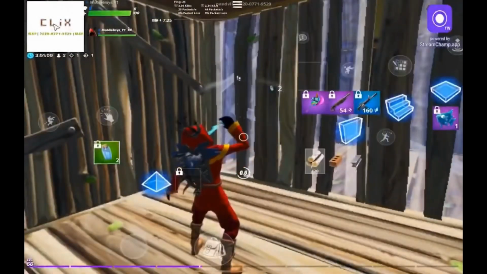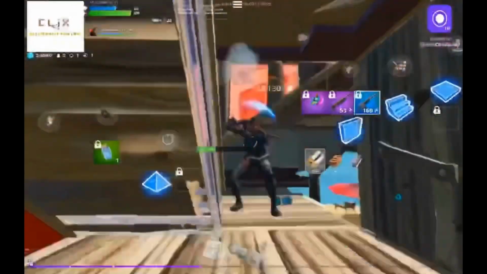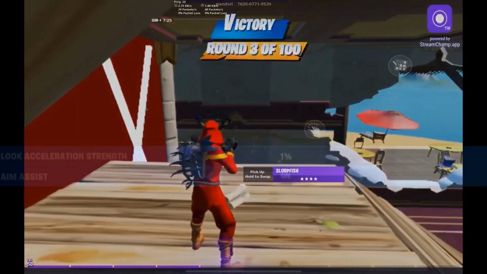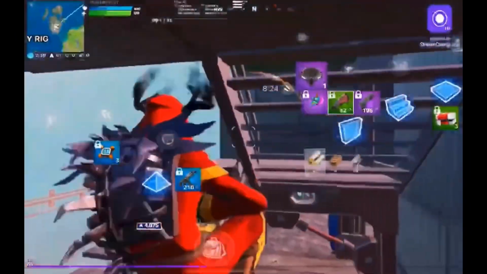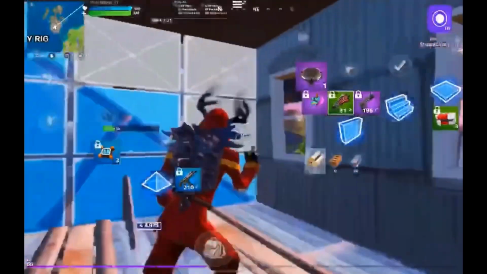The first thing I would recommend is going into your settings and finding look acceleration. Now I would recommend having that all the way down. The reason I recommend having your look acceleration all the way down to 1% is because it makes for much more consistent movement. When your look acceleration is high, that means the faster you move your finger, the further you'll look around, and that's really inconsistent because you want it to be that if you move your finger a certain distance, it'll move a certain distance on your screen, regardless of how fast you're moving your finger.